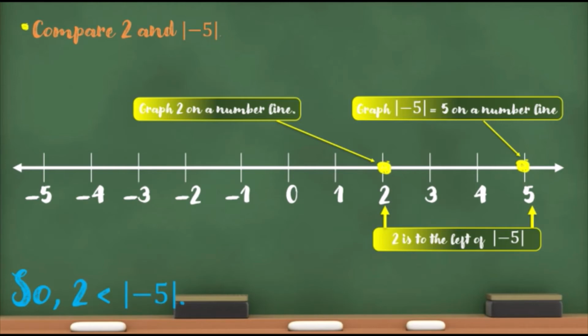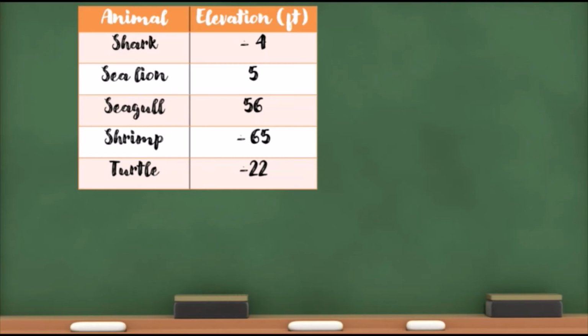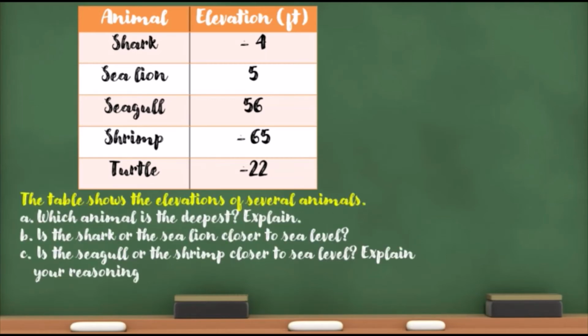How can we apply the concept of absolute value in real life? Let's have an example. The table shows the elevations of several animals. Letter A. Which animal is the deepest? Letter B. Is the shark or the sea lion closer to the sea level? C. Is the seagull or the shrimp closer to sea level?